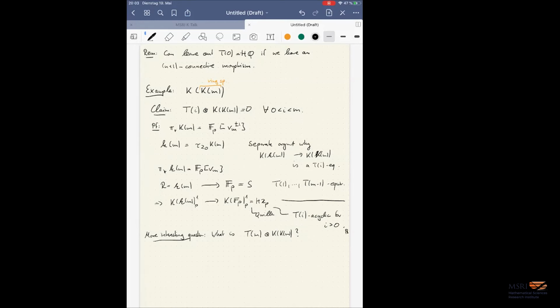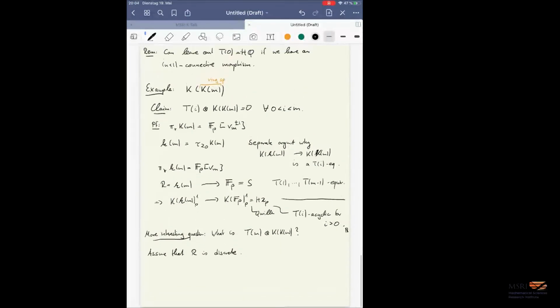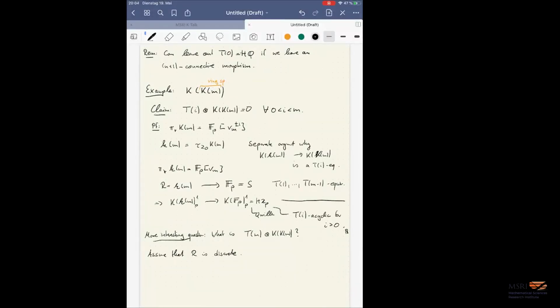Okay, so let me draw a few consequences, and for simplicity, I will restrict to the case that we have a discrete ring. So assume that R is discrete. So there are a few. Sorry, maybe I say one thing first. A corollary of the theorem is, so let R be connective.